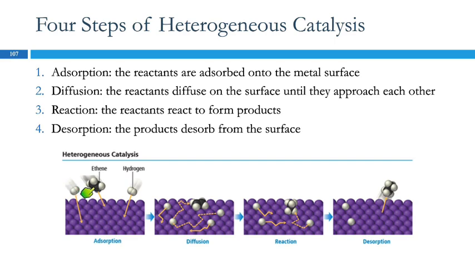So here we have this ethene. Two carbons with a double bond, and then each carbon has 2 hydrogens on it. When it adsorbs, and that's a gas sticking onto a solid, this ethene and the hydrogen are going to diffuse on the surface. They're going to move around on the surface until they run into each other. And then a reaction can occur, and then the product desorbs from the surface.